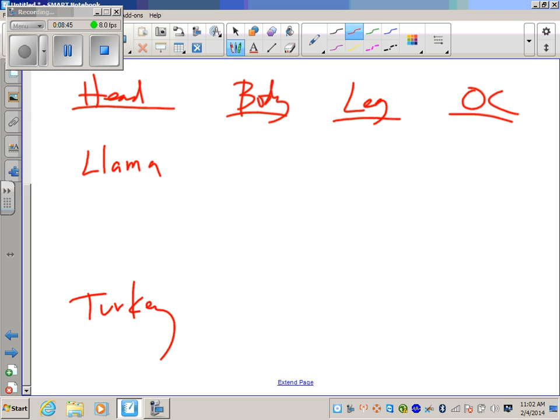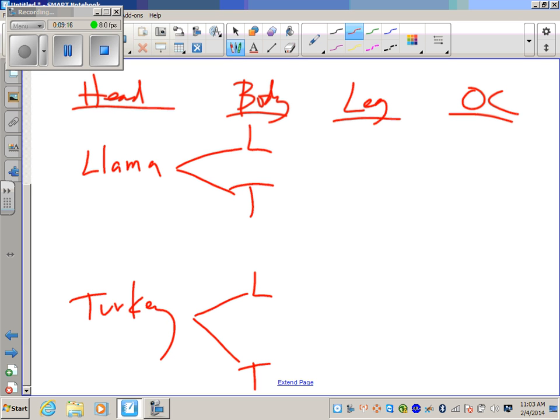So now let's put ourselves in this situation. Let's say we've got a llama head. What are my choices for body? Llama, turkey. Say I pick a turkey head. What are my choices for body? Llama, turkey. Okay. Now, once we add a 3rd category, here's where it just gets a little bit trickier, but you just got to be on your toes. You got to be on your legs here.